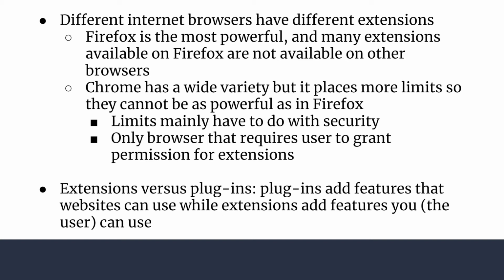So if you watched our tech talk about the different internet browsers, you'll know that there are differences between internet browsers. They're made from different companies. They work a little bit differently. So different internet browsers have different extensions. I'm just going to touch on two examples here. Almost all major internet browsers have some extensions, but Firefox and Chrome are the two most widely used internet browsers that have a wide range of extensions available.